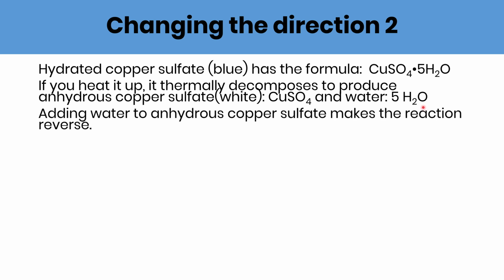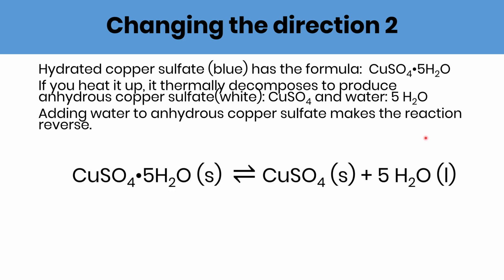Now, if we added water back to this anhydrous copper sulfate, it would change back to this blue hydrated copper sulfate, so we can reverse the reaction. So here's a reaction equation here. Here's the hydrated copper sulfate, which is blue. If we heated that up, it would form the anhydrous copper sulfate here, white, and water.